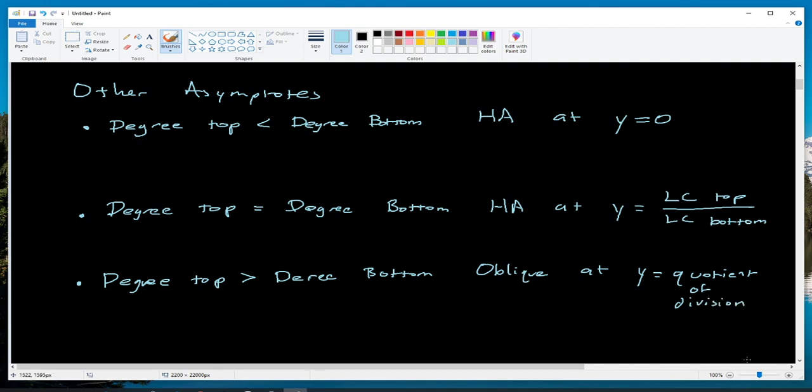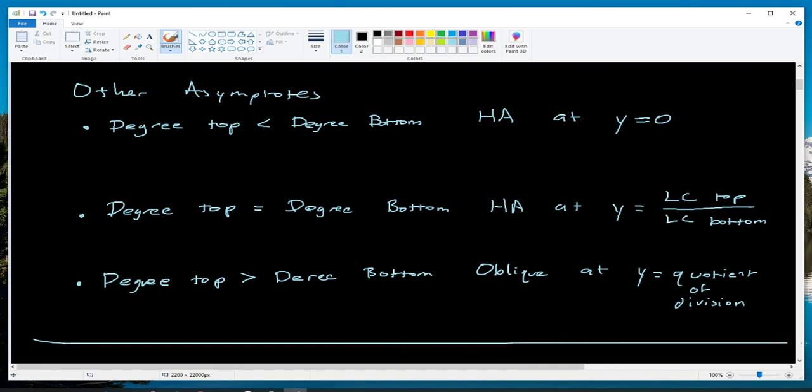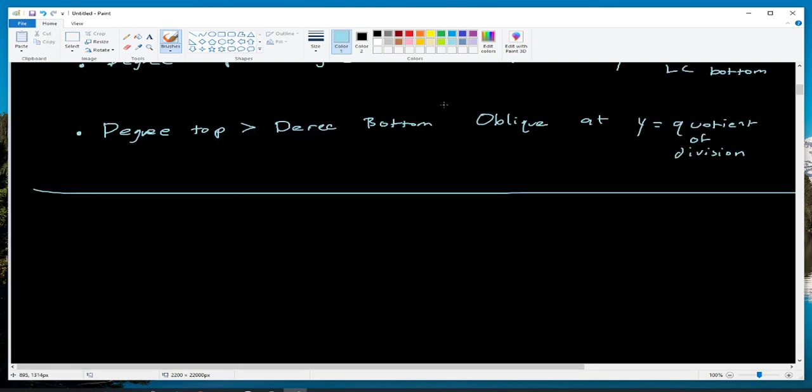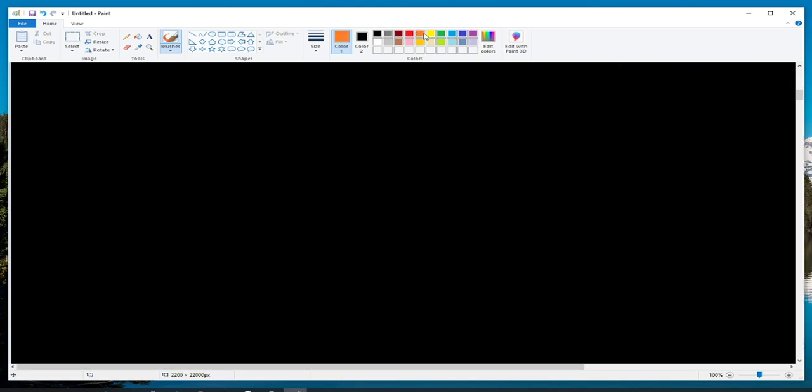So we're going to do an example looking at how we figure out the asymptotes for each of these three cases, and then after that we'll go through how to graph some of these things. So let's put a little line there and look at this example.